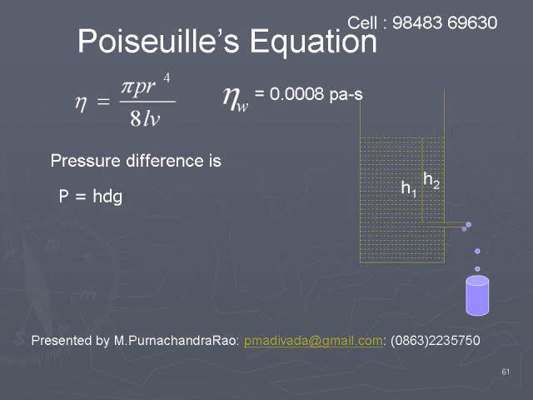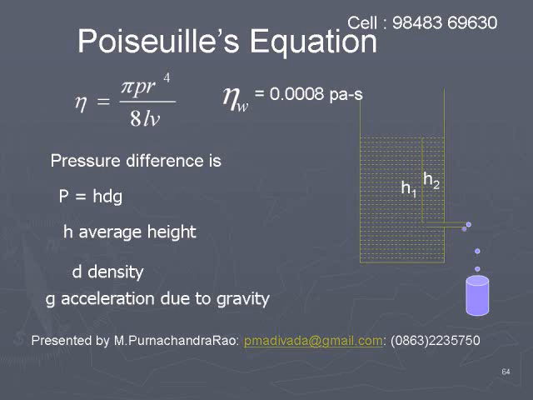The difference of these two pressures will be equal to h d g, where h is the height of the liquid column above the axis of the capillary tube, d is the density of the liquid, and g is the acceleration due to gravity. And this height changes as we collect some liquid.